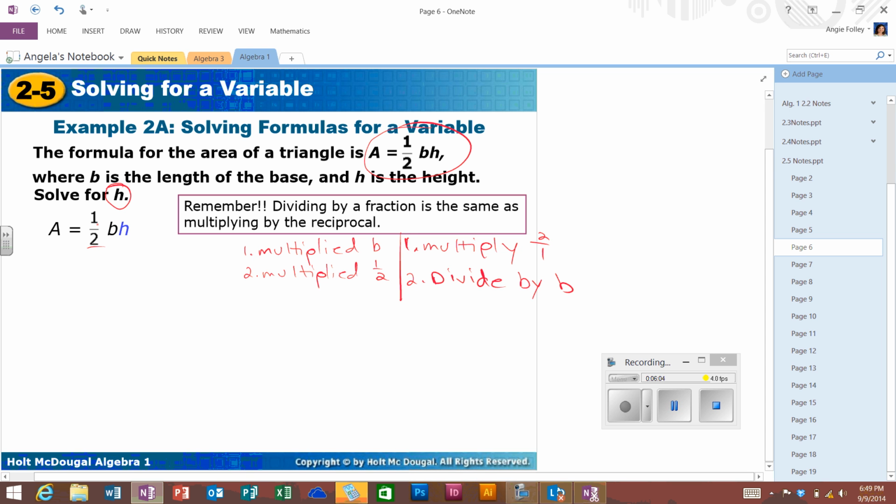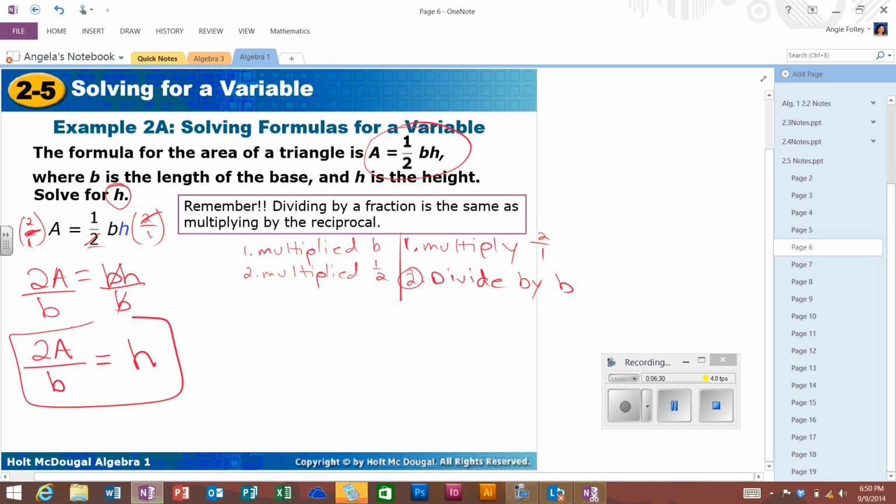So let's see. If I multiply this side by 2 over 1, and I multiply this side by 2 over 1, those cancel. So on this side, you just have BH. 2 over 1 times A is the same thing as 2 times A. Step 2, divide by B. So those cancel. So my answer is just 2 times A over B is equal to H. And that's your answer. You've solved for H. There are no numbers in this case, other than the 2, but we have a new formula.